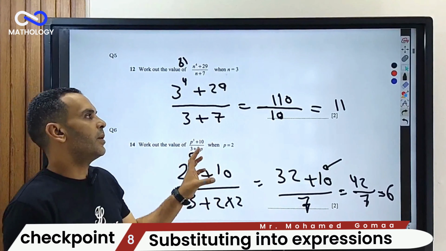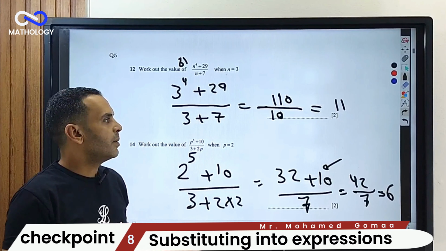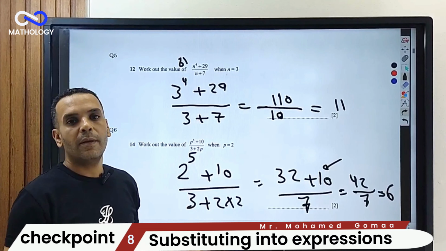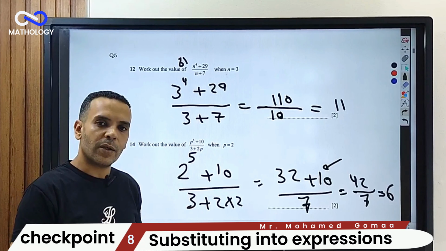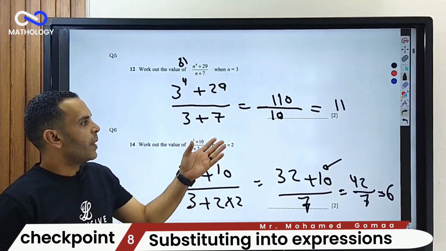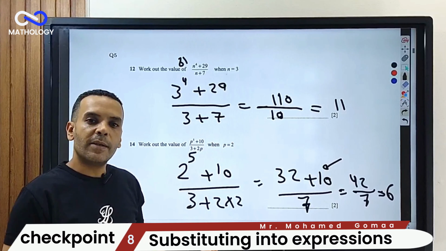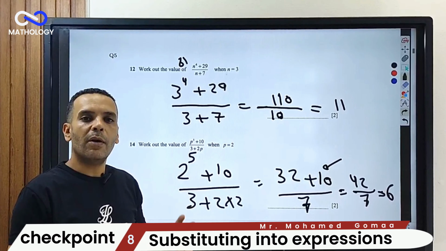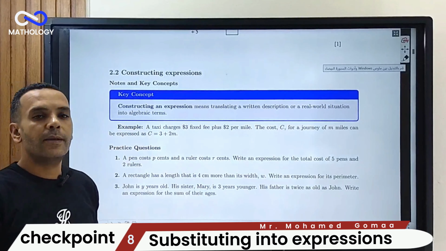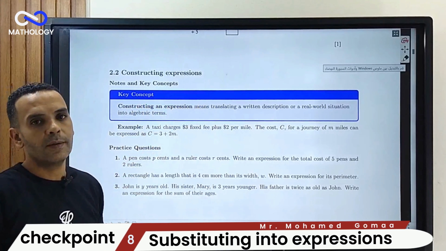That's the first part in this unit. This part talks about substituting an expression. Substituting an expression means to put the value of the letter instead of the letter. Replace the letter with its value and get the value of the expression. Okay? The second lesson in this unit is constructing expressions.